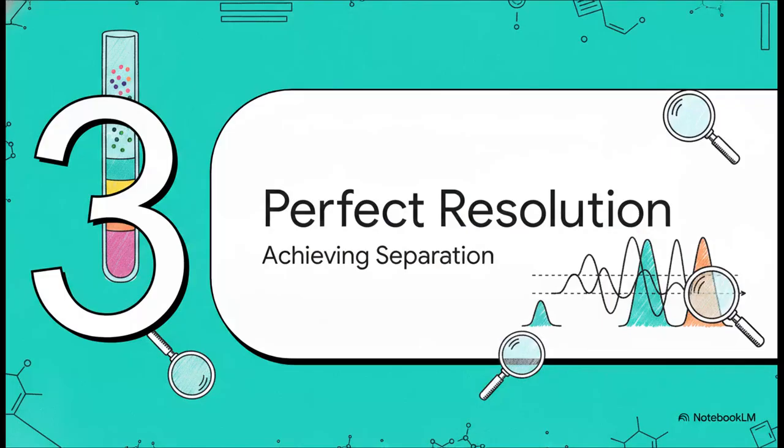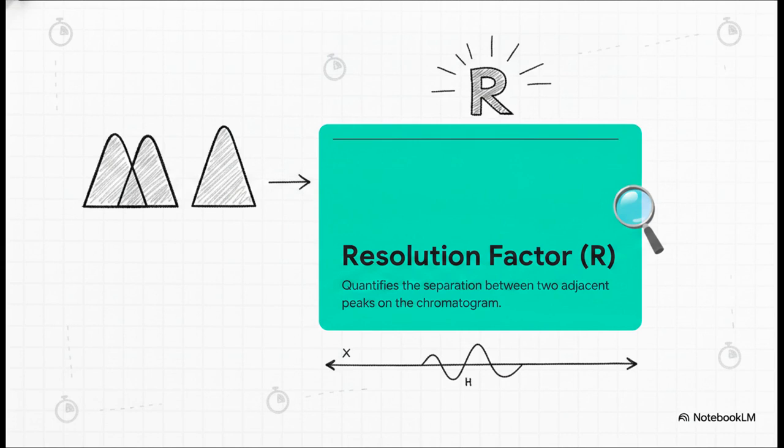All right, let's dive into section 3, achieving perfect resolution. So, how do we fix it? The answer lies in the resolution factor, or R. For chromatographers, this is the absolute holy grail. It's a strict metric used to quantify exactly how well two adjacent chemical peaks are separated from one another.